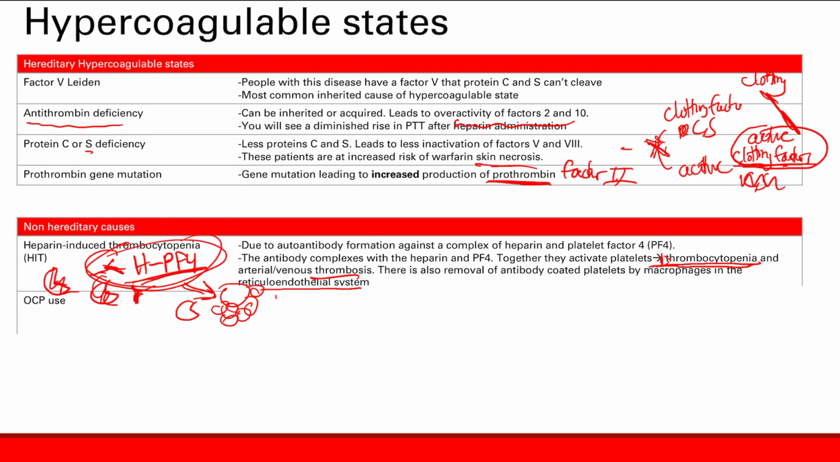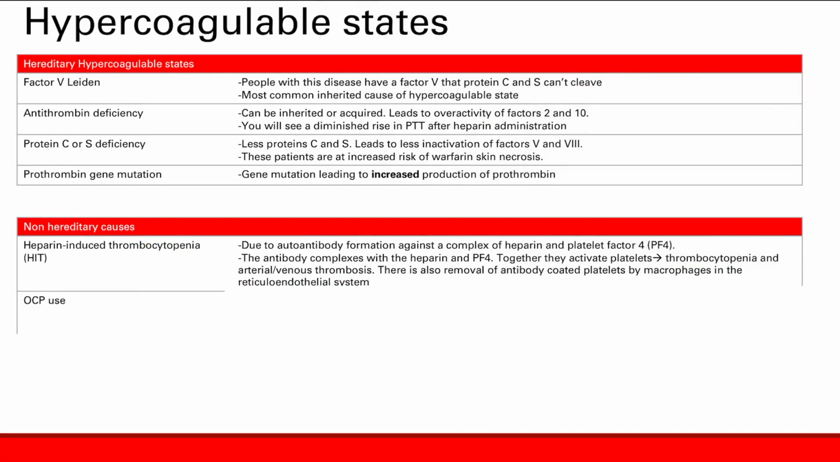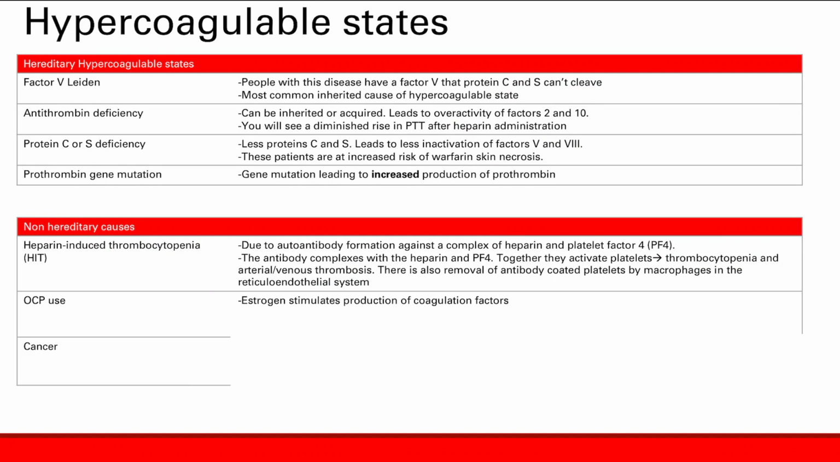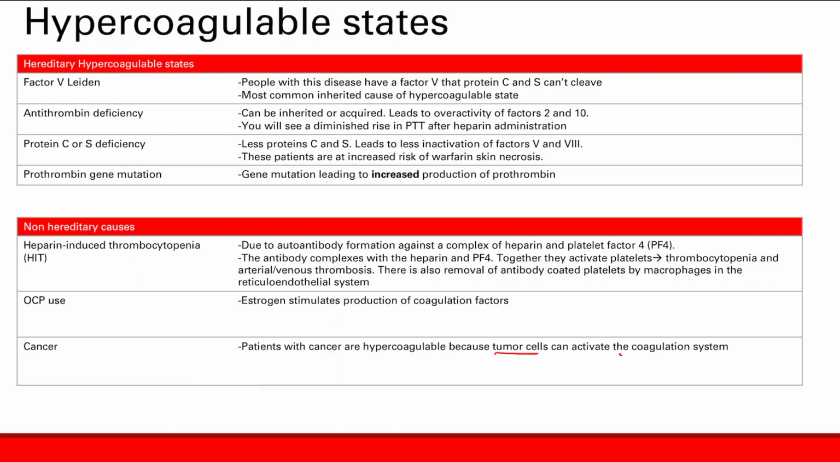The other one is OCP use, so oral contraceptive use. What hormones do oral contraceptives contain? They contain a lot of estrogen, and they can also contain progesterone. Estrogen stimulates production of coagulation factors. So too much coagulation factors means too much coagulation. Finally, cancer is a hypercoagulable state because the tumor cells can activate the coagulation system. So heparin-induced thrombocytopenia, oral contraceptive use, and cancer are all non-hereditary causes of hypercoagulable states.